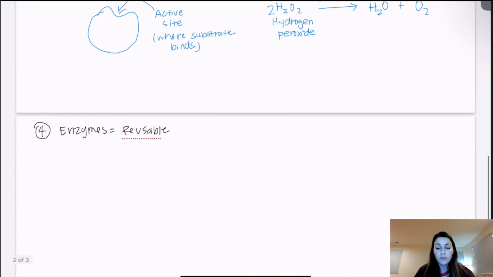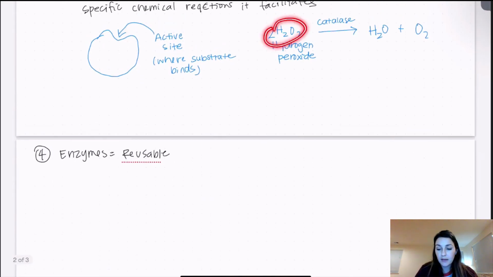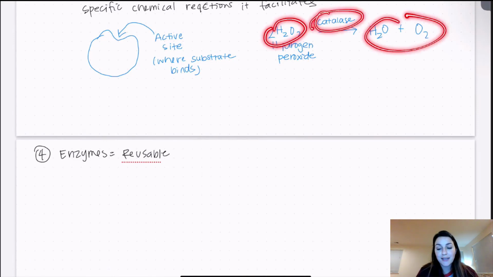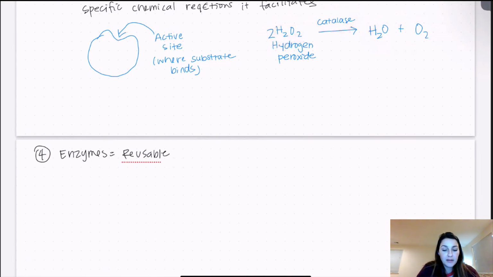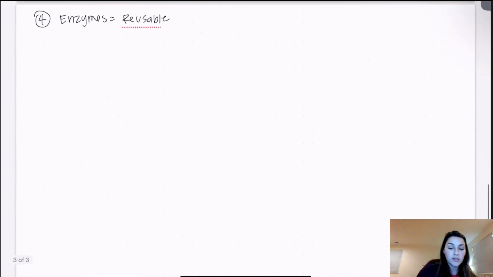Okay, the fourth thing I want you to know about enzymes is that enzymes are reusable. We can recycle them. Enzymes are reusable, which means that when, in the case of catalase, for example, we take hydrogen peroxide and make it water and oxygen, nothing changes about catalase. Hydrogen peroxide will bind, and then once it's water and oxygen, it leaves, but nothing changes about catalase. That enzyme doesn't get consumed, it doesn't get modified in any way during the course of that reaction.